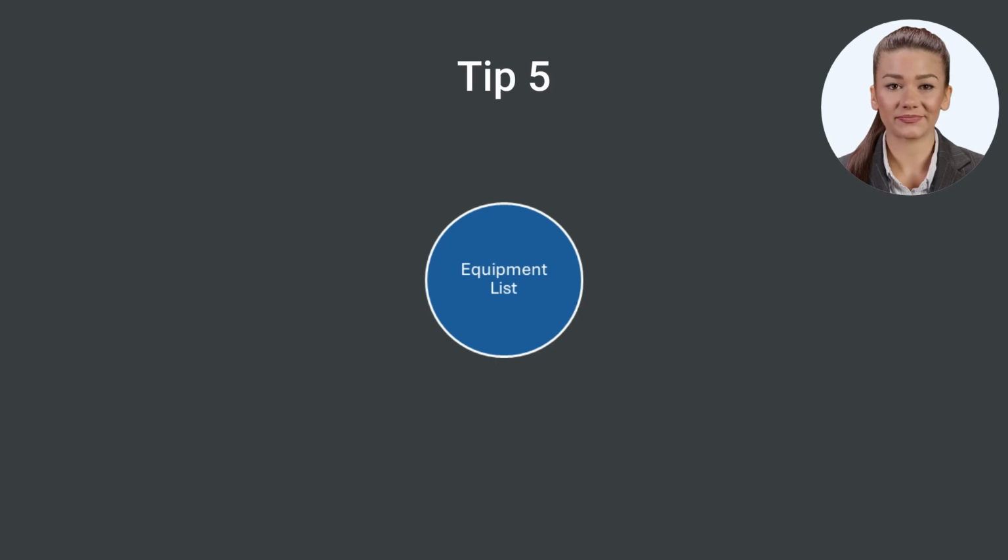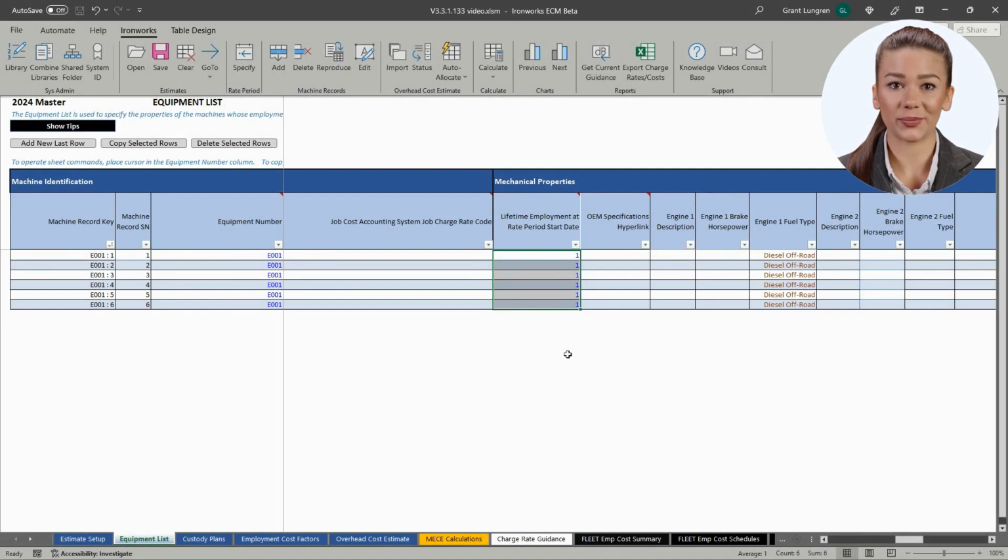Tip 5. In the Equipment List Sheet's Mechanical Properties section, input a value for each machine's actual lifetime employment quantity at rate period start date. This way, PM routines and overhauls can be automatically scheduled based on the machine's lifetime employment instead of employment in the rate period.